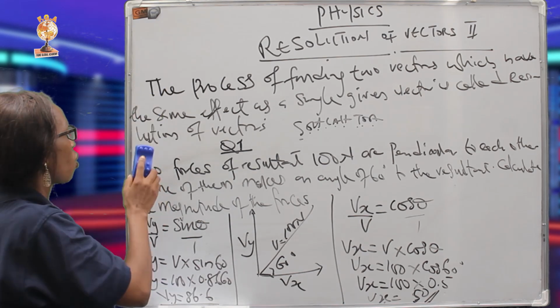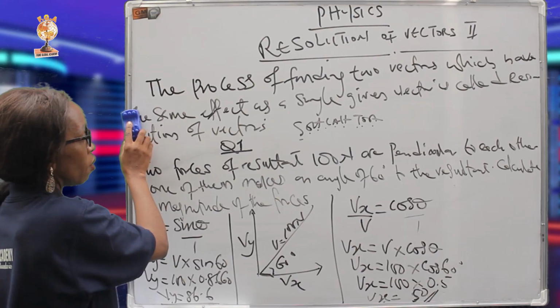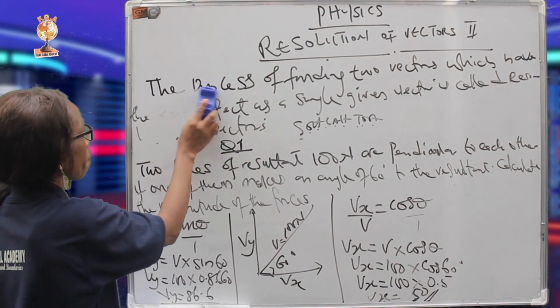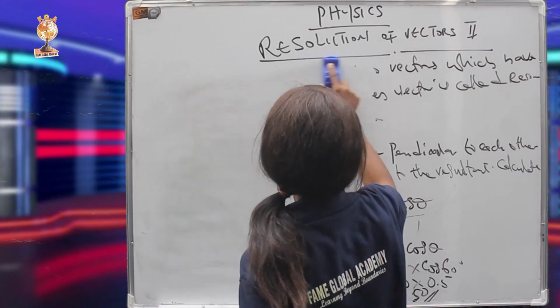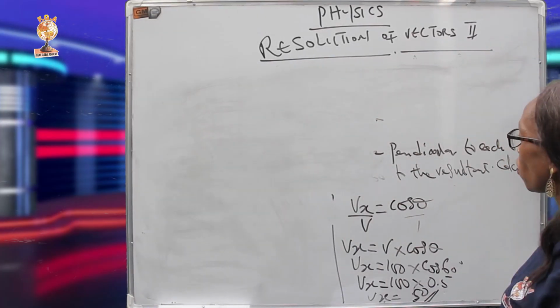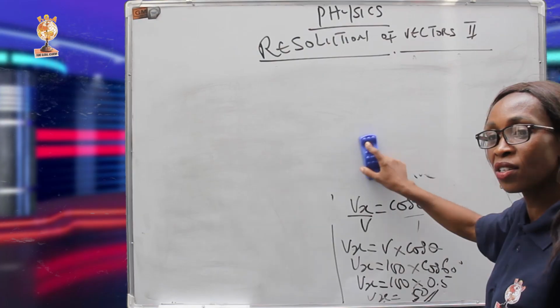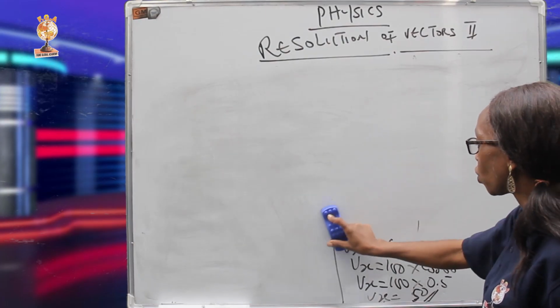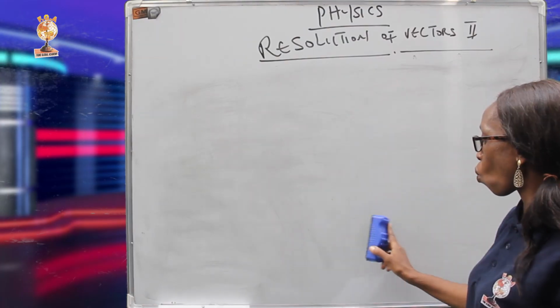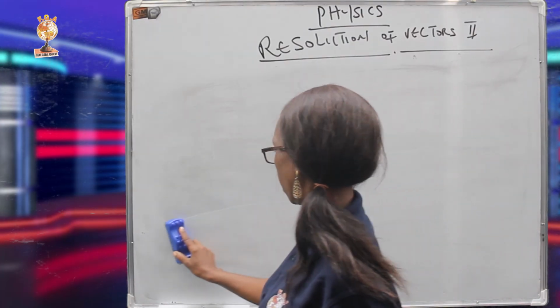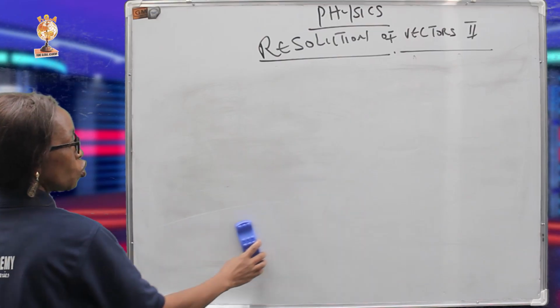Having done that, let's try one more question. Remember I said physics questions are not to be jumped into. You read the question very well, try to understand the question. What am I looking for? If possible, draw a diagram. It will aid you to know what you are doing.